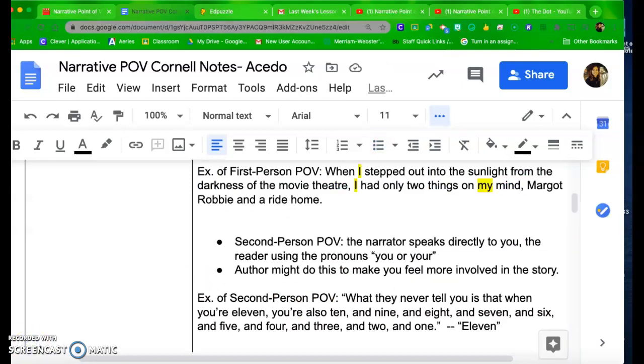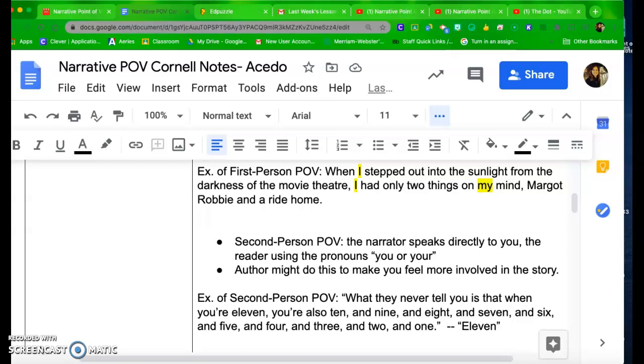So, in a second-person point of view, the narrator speaks directly to you, the reader, using the pronouns you and your. And the author might choose to do this to make you, as the reader, feel more involved in the story. A good example of this second-person point of view is the story "Eleven" that we just read.